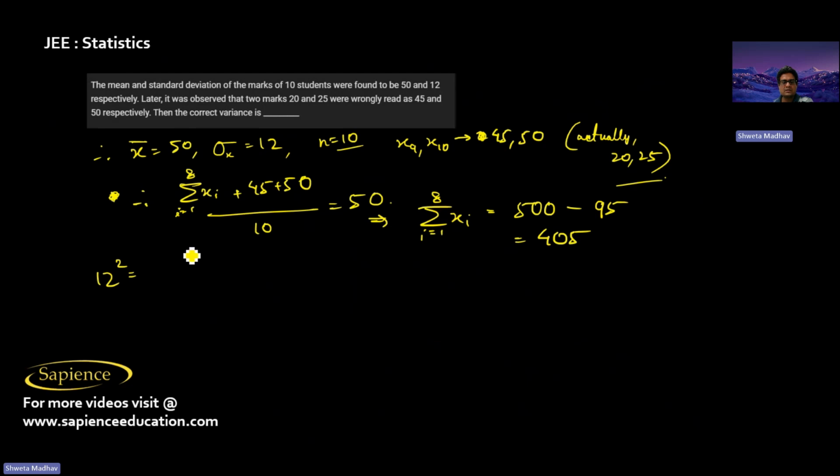And then sigma x square is 12 square. So 12 square is the variance, that is summation i goes from 1 to 8 xi square plus 45 square plus 50 square divided by 10, minus 50 square. Correct variance.